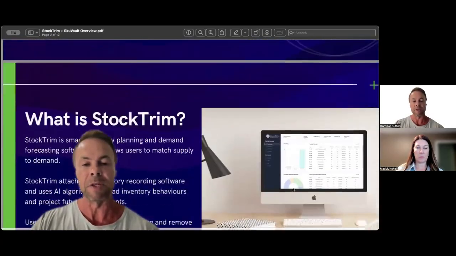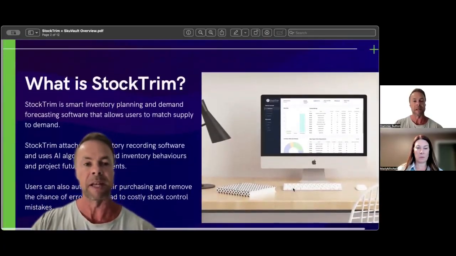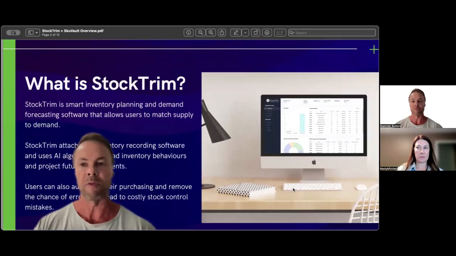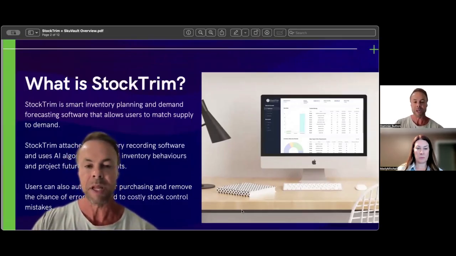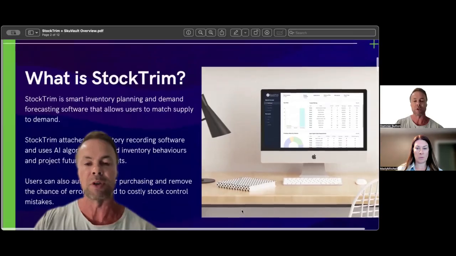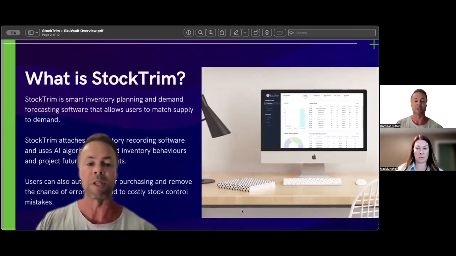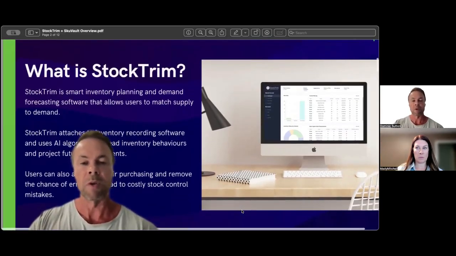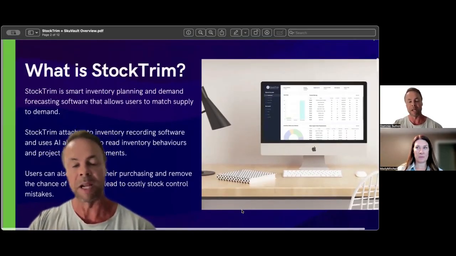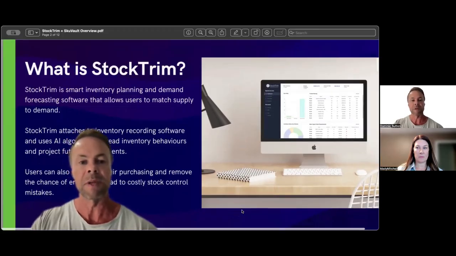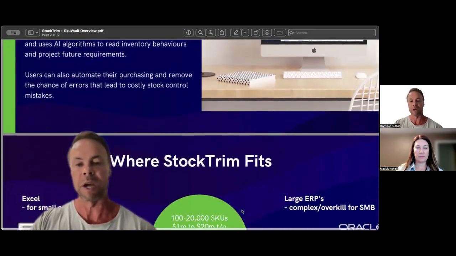StockTrim is an inventory forecasting and demand planning software. It attaches to your system of record and reads that information and projects that in order to give you an idea of how you should purchase your stock to have a fully optimized inventory. So what it requires is you to have a well set up, preferably cloud-based inventory management system, and that's where something like SkuVault comes in.